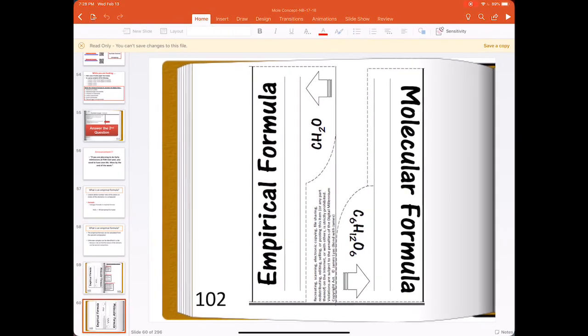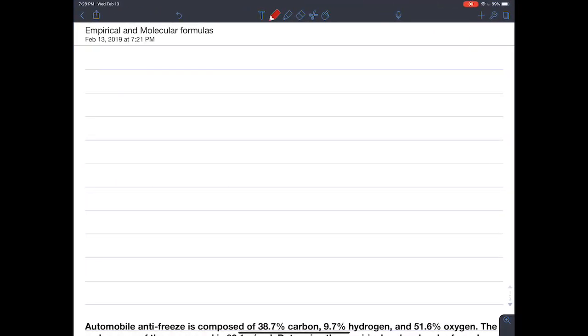So empirical, here we go. Empirical formulas, or EF. I'm digging the rich red color. This red wears AirPods, it's so rich.